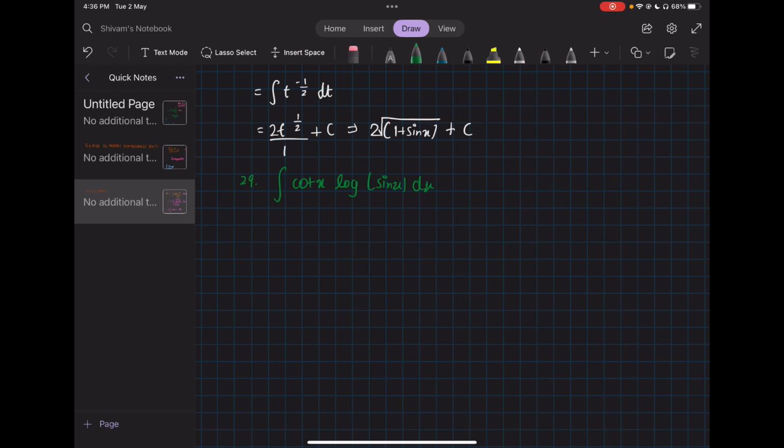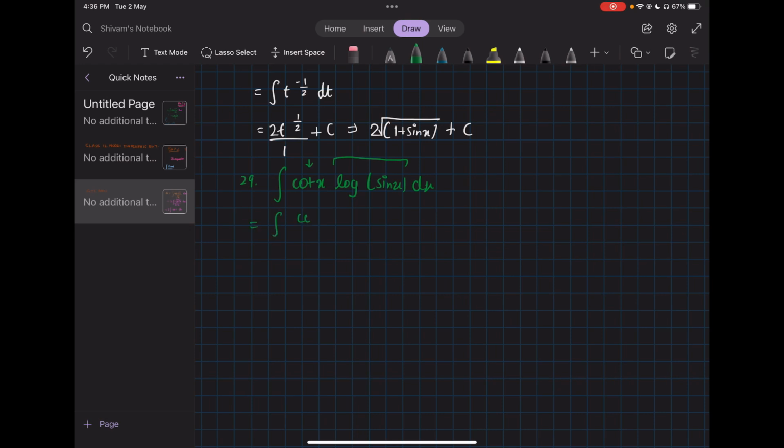But if we take all of this to be u, log sine of x, then when we differentiate with respect to log, we get 1 over sine x, and then of course by the chain rule we multiply by the derivative of sine of x. So that's going to be cosine of x. That will give us cosine of x over sine of x, which is just cot x, which we do have. So it's important you see this right away when you see this question.